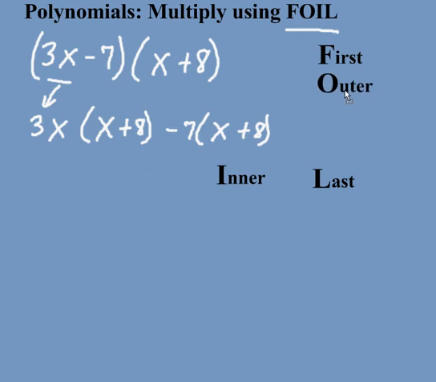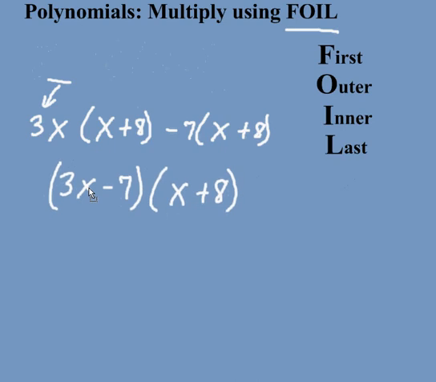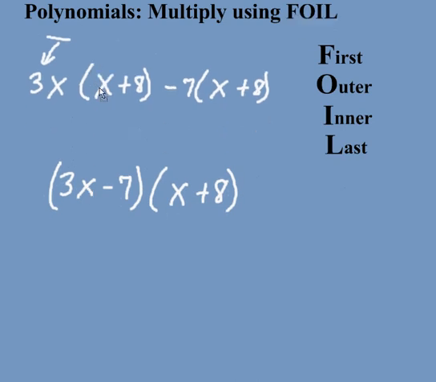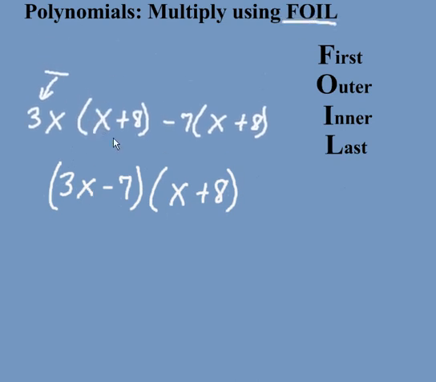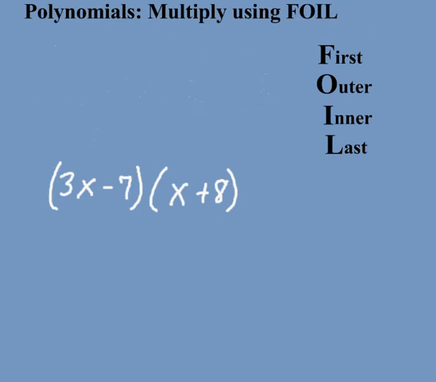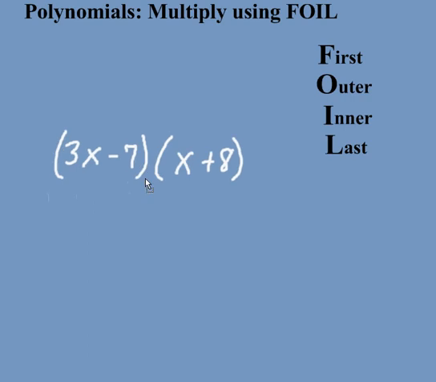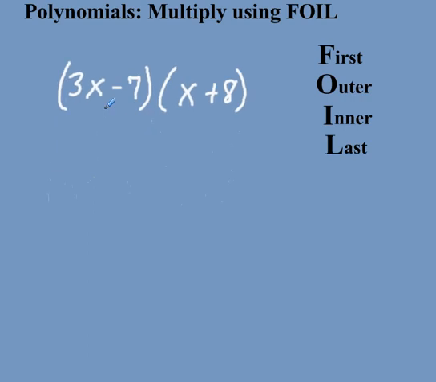So first, outer, inner, last, and let's take our original equation, this right here, and bring it down here. Now, keep this in mind. This is the original rewrite. Okay, so that's what we're familiar with, is rewriting it this way. But let's use first, outer, inner, last.